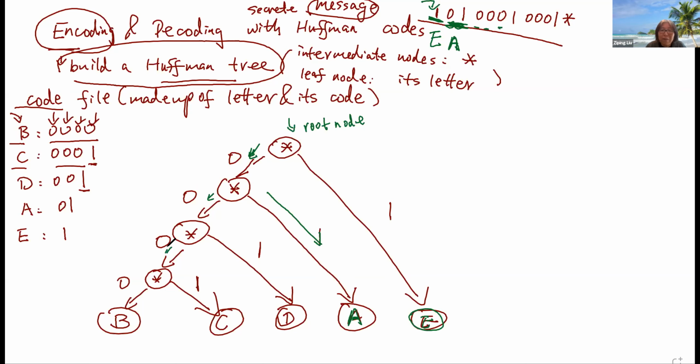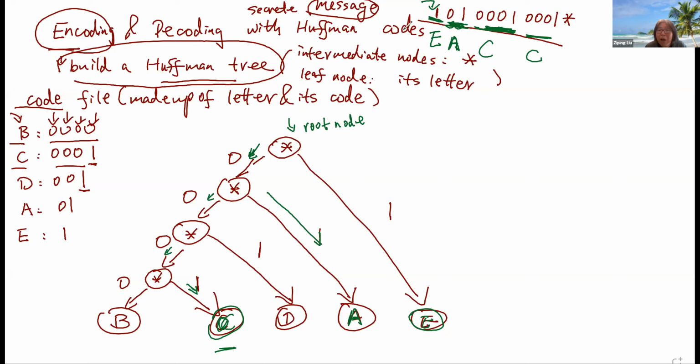And then next, 0, I follow, then another 0, I follow, and then another 0, I follow, then 1. And I reach the leaf node C. So now I see these 4 codes represent C. And the next one is the same thing, 0, 0, 0, 1, so you reach another C. And when you see the star, that means the end of the code file.